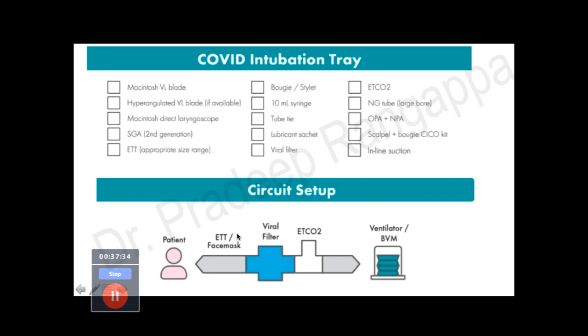And this is the circuit setup that has been picturized in this document. So there is a patient, so you put them on an ET tube, and between the EtCO2 and the ET tube, a viral filter is suggested, and then that is connected to the ventilator.